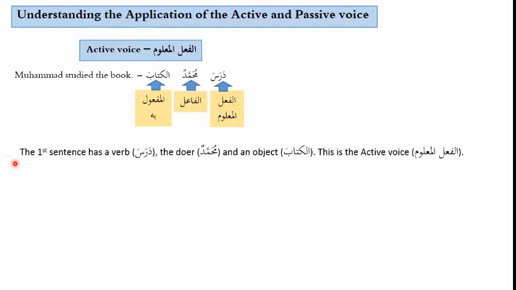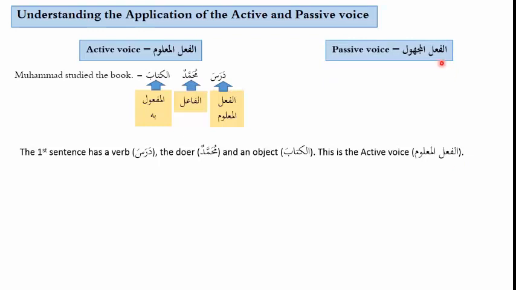Now this first sentence has a verb which is darasa. It has a doer of the action which is Muhammad. We said every verb, every fi'l must have a fa'il. There must be someone who's doing the action or something that's doing the action. The doer is Muhammad and that is always marfu', right? And the object is al-kitab, al-maf'ulu bihi. Okay, this is called al-fi'l al-ma'lum, the active voice.